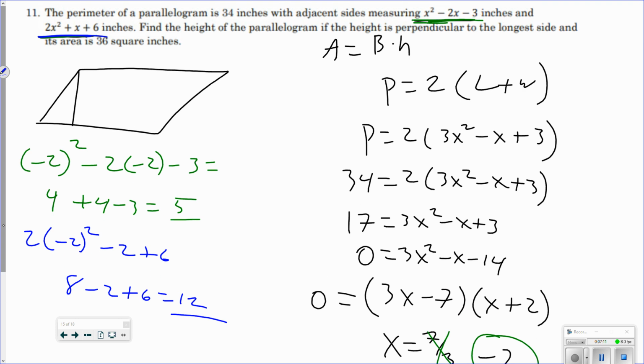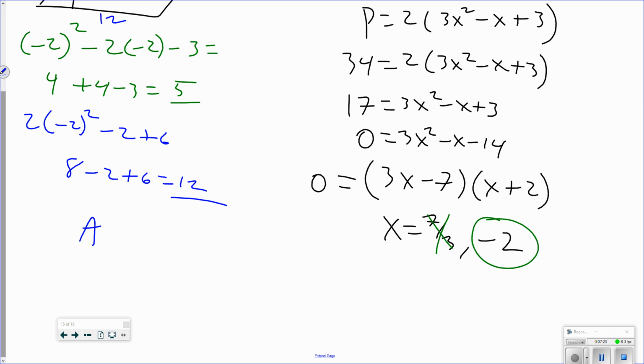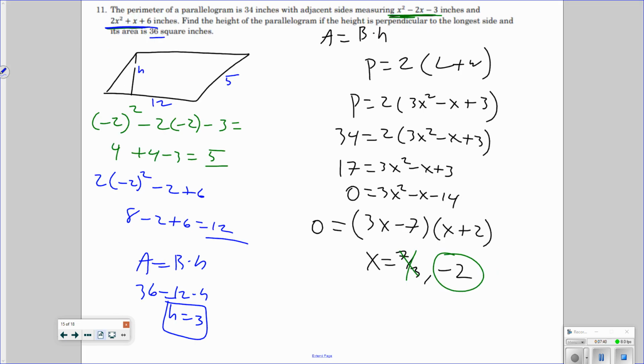So that tells me that this base right here is 12. This side is 5. And since I know that my area is 36, what I have is that my area is base times height, or 36 is my base of 12 times my height, so the height is 3. And I know that 12 would be my base because I'm told that the height of the parallelogram is perpendicular to the longest side. So the longest side has to be what's perpendicular to it, and perpendicular means you make a right angle. Make sense? Pretty good.